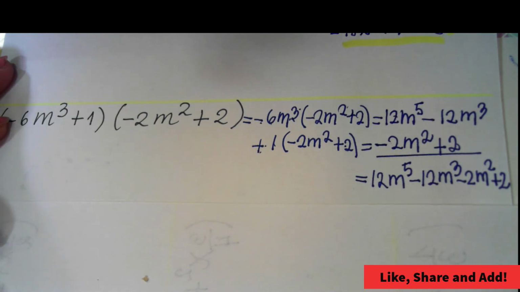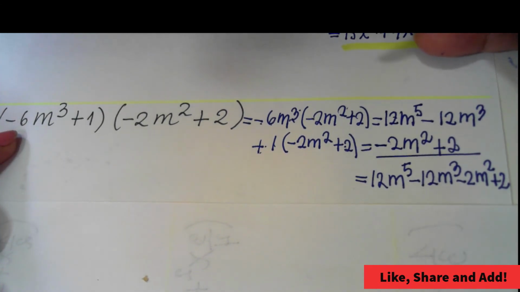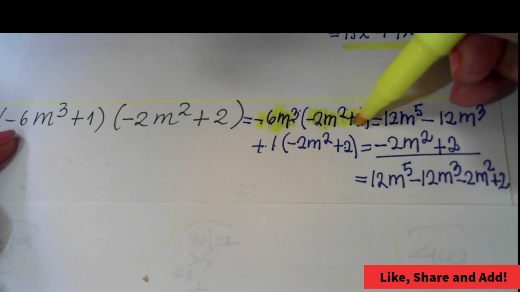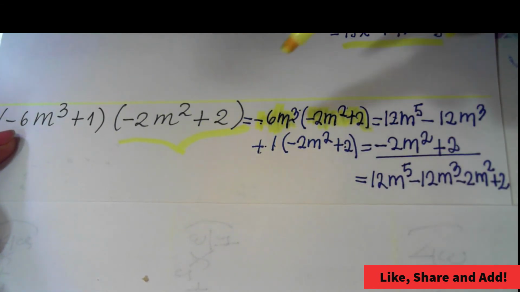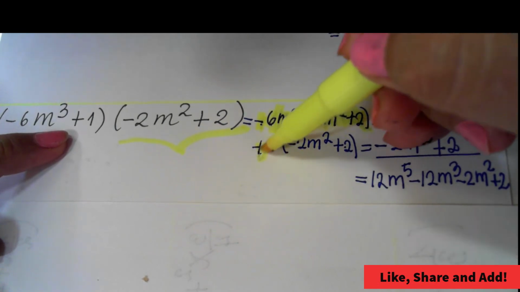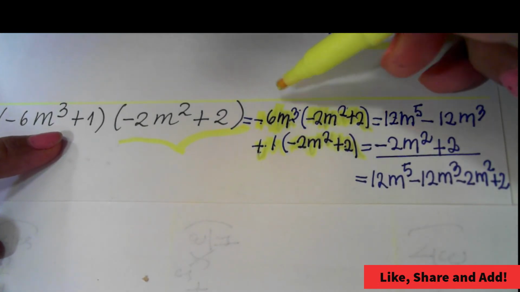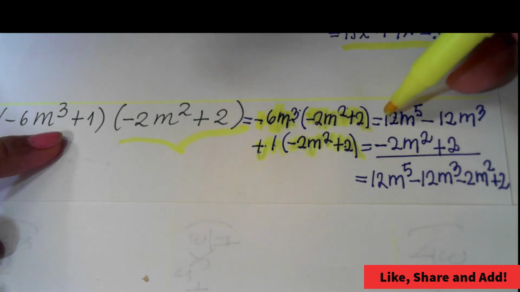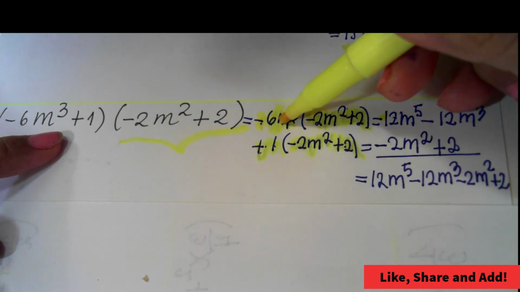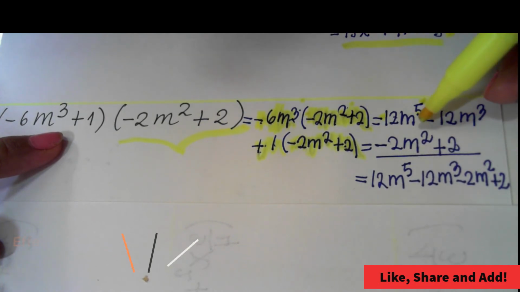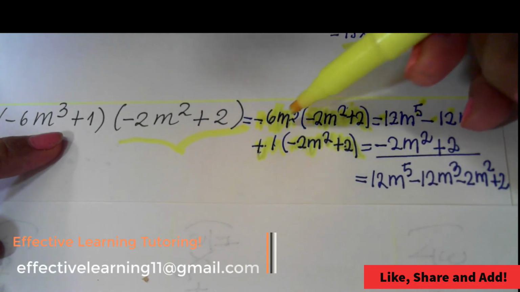So we're going to review. The first term is negative 6m cubed. You have to multiply with the full expression, with this second polynomial. Again, plus 1, you have to multiply with the full same expression. Okay? So negative and negative times is positive. 6 times 2 is 12. M cubed m squared is m5. Negative and positive is negative. 6 times 2 is 12 m cubed.